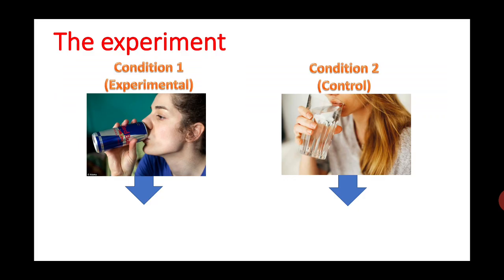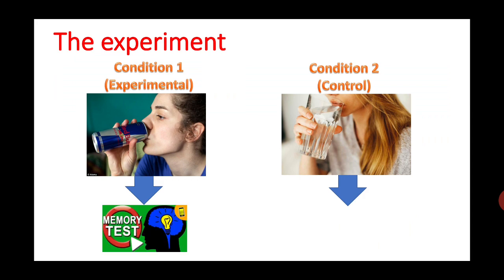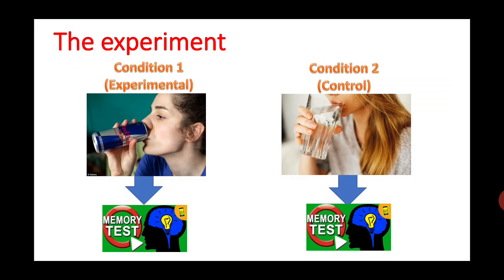So here I have my 2 conditions, the Red Bull condition and the control condition. Once my participants have had their drinks, what I'm going to do is give them a list of capital cities to learn, and then I'm going to test them on how many of those they remember a little bit later.